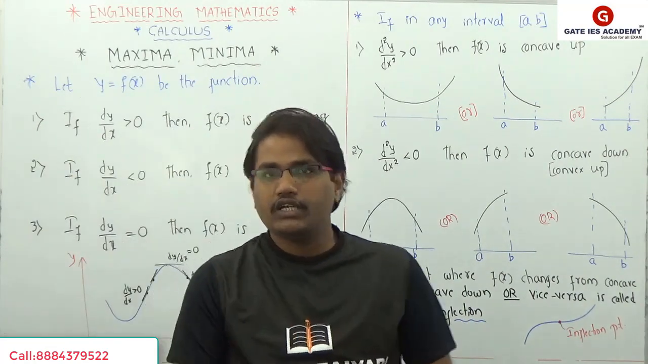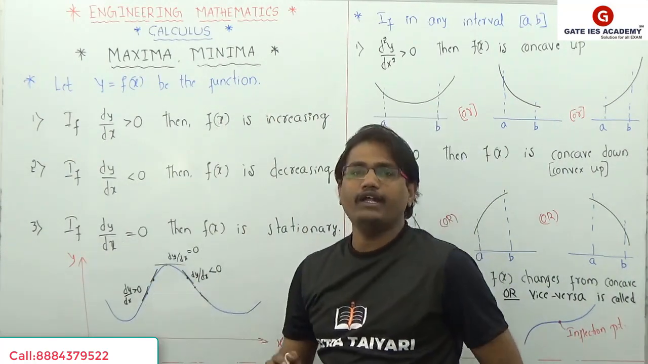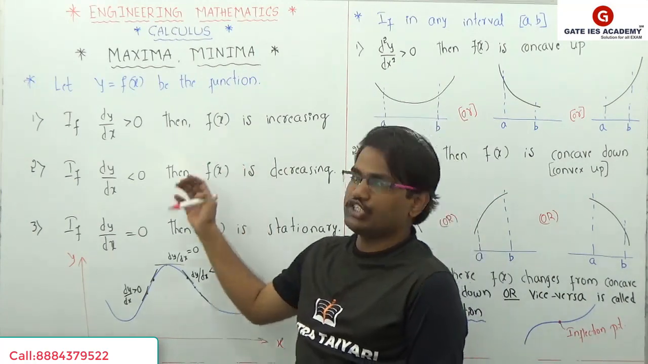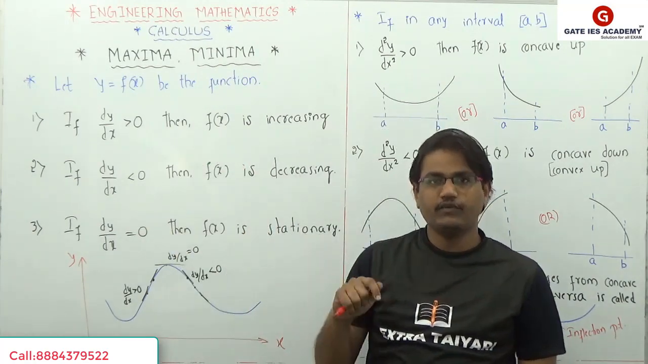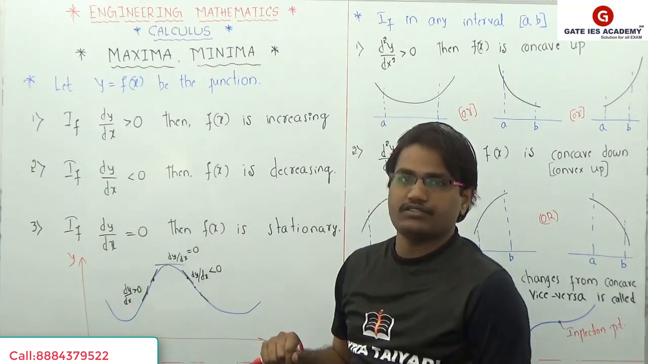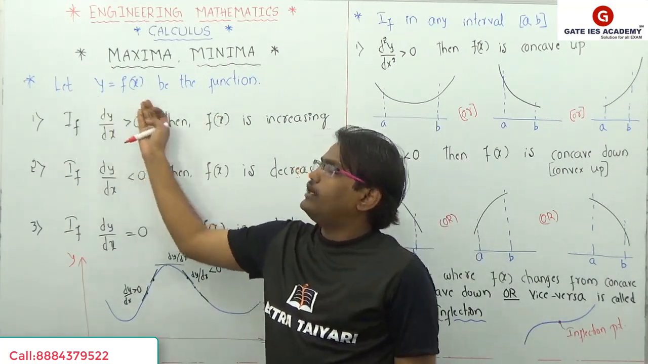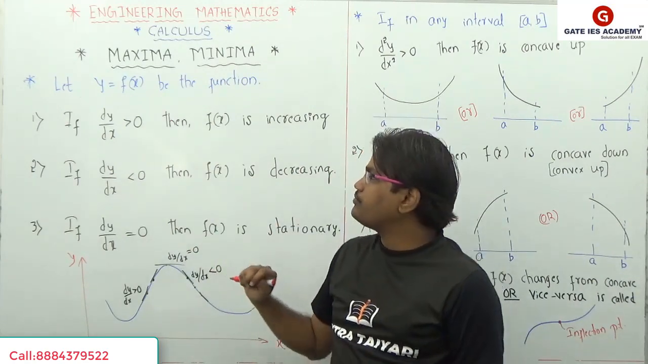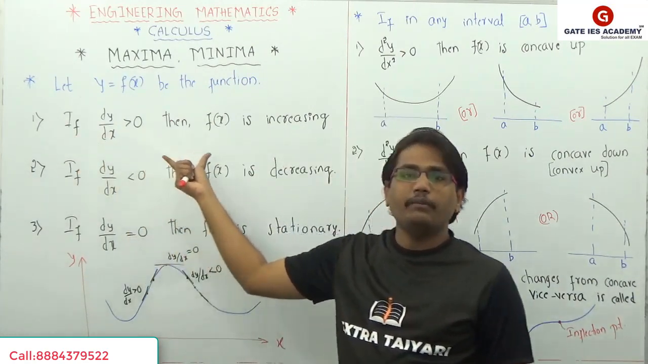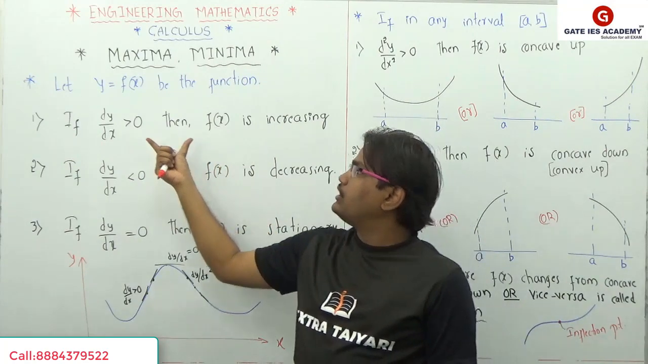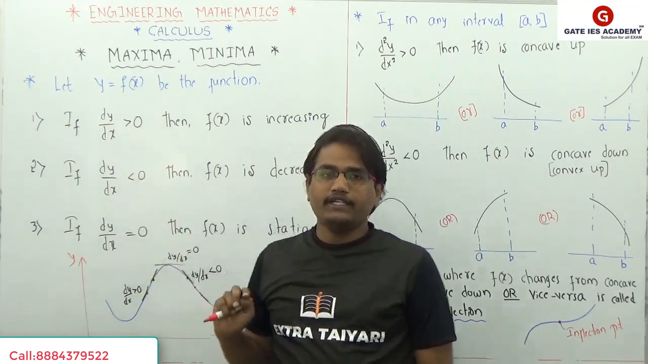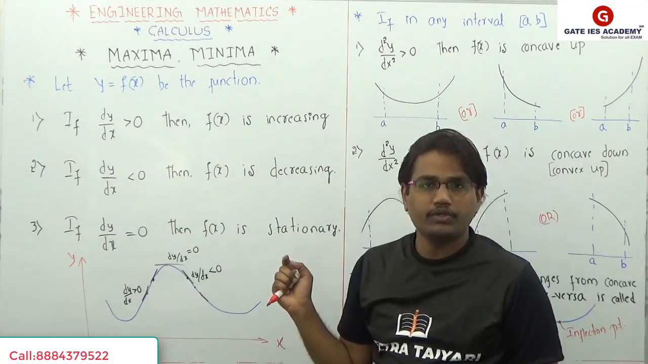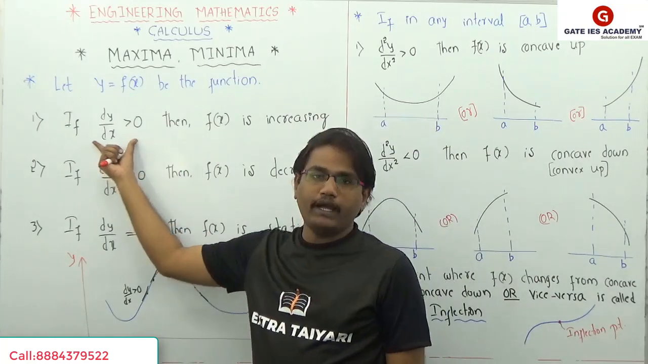So guys, let us discuss today about maxima and minima. The functions which are decreasing or increasing, what are these known as? Let me take y equals f of x to be the function. What is dy by dx for the function? It will be a slope. dy by dx is the slope at any point.